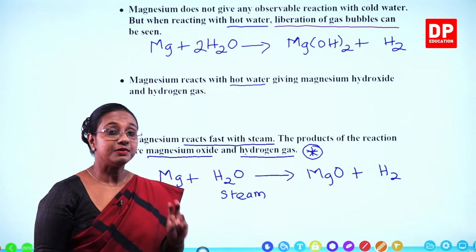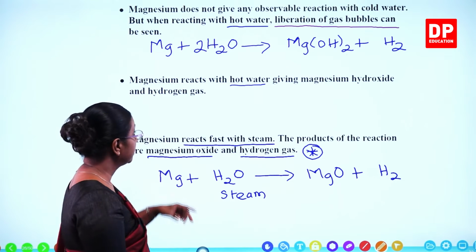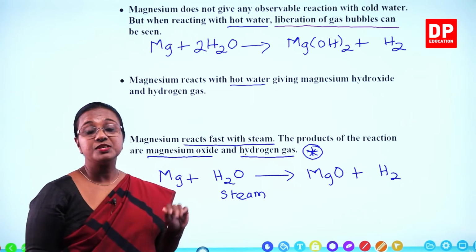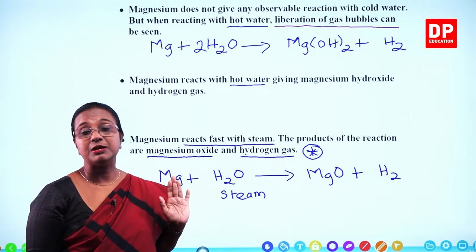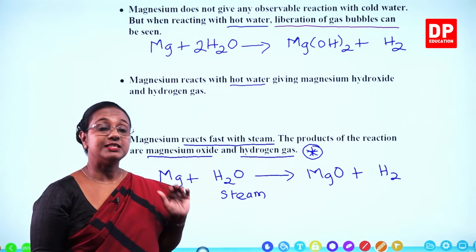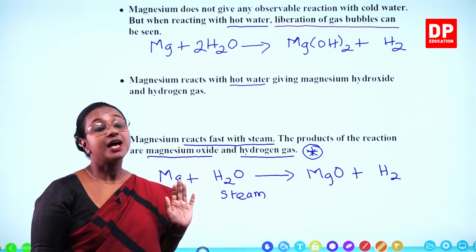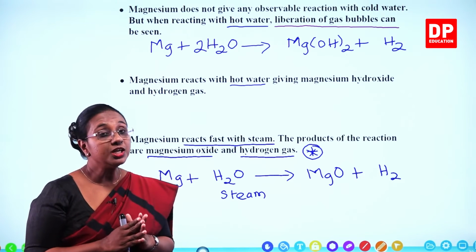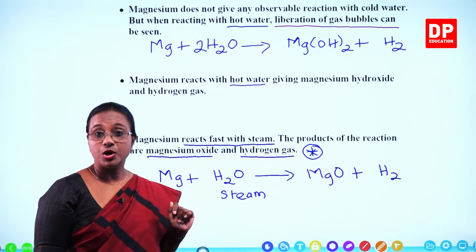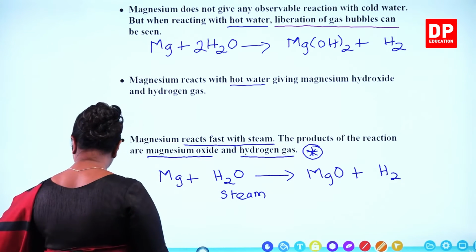So magnesium reacts in 3 different ways. With cold water, no reaction. With hot water, forms magnesium hydroxide and liberates hydrogen gas. With steam, it gives rise to magnesium oxide and liberates hydrogen gas. I am sure you all can understand that. So with that, students, I will move on to the next slide.